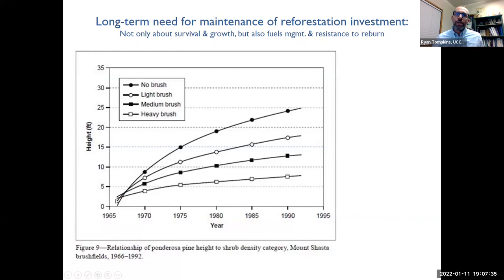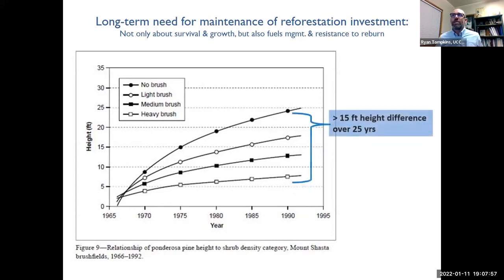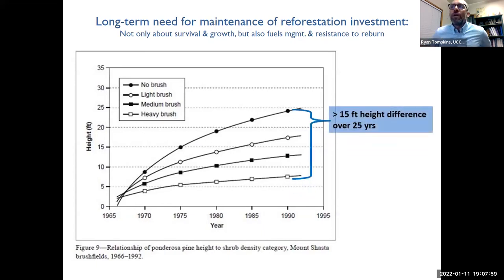And you can see that trees growing under heavy brush really only grew after 25 years to about 7 feet on average. Trees that likewise didn't compete with brush actually were maximized and grew to almost 25 feet in those years. So there's over a 15-foot height differential over those 25 years. And this is why it's important.